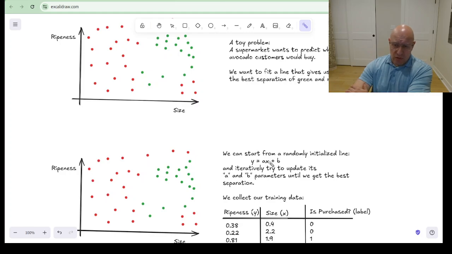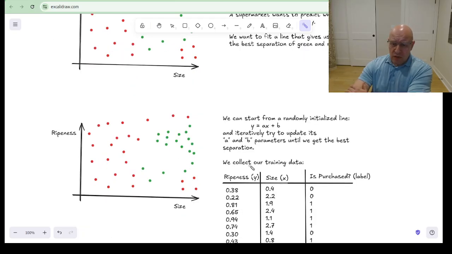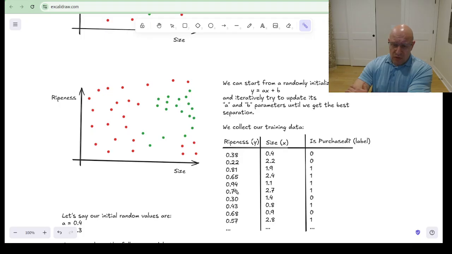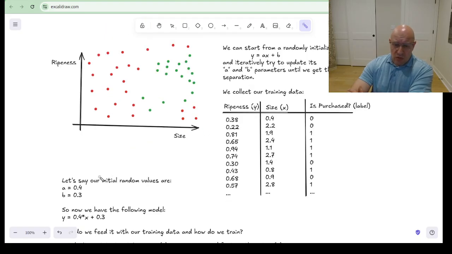These are the two parameters that define the slope of the line and also the intercept with the y-axis. And we also collected a bunch of training data. So let's say ripeness goes from 0 to 1, where 1 is 100% ripe, it's smooshy, and the size is also in some units that we decided are convenient for us. And then the label is whether the avocado was purchased or not. So 0 means it was not purchased and 1 means it's purchased. Okay, so let's say we initialize the model to some random values: a equals 0.4 and b equals 0.3.